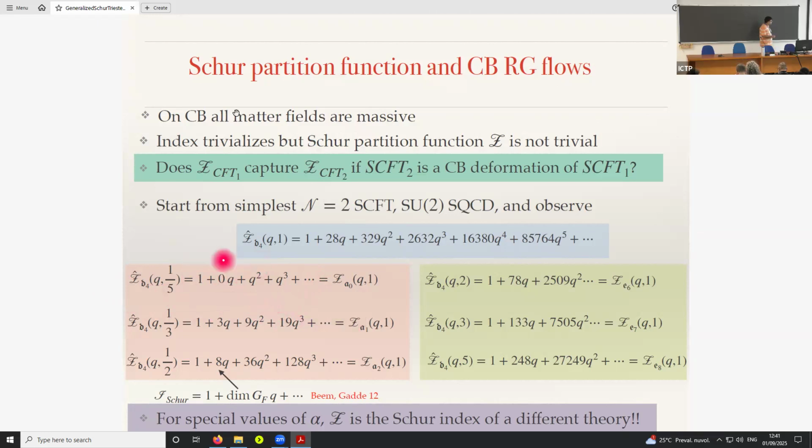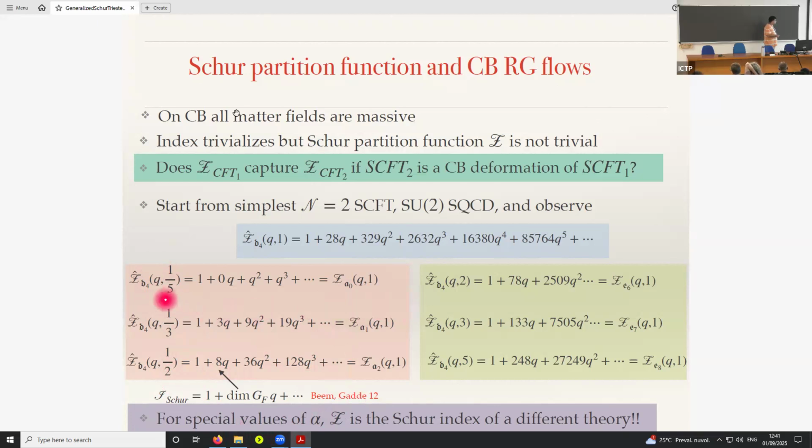And it so happens that every time we get integer coefficients, it's related to some interesting physical theory or physical object. So when you take alpha equals 1/5, it's the index of what is called the A0 Argyres-Douglas theory. When alpha is equal to 1/3, it's A1. When alpha is equal to 1/2, it's the A2 Argyres-Douglas theory. These are Argyres-Douglas theories, which you can obtain by going on the Coulomb branch of the SU(2) SQCD. These are theories which are down the RG flow from the SU(2) SQCD theory.